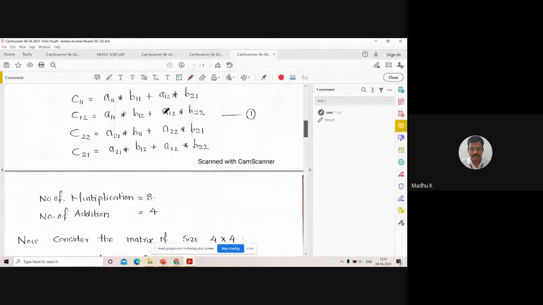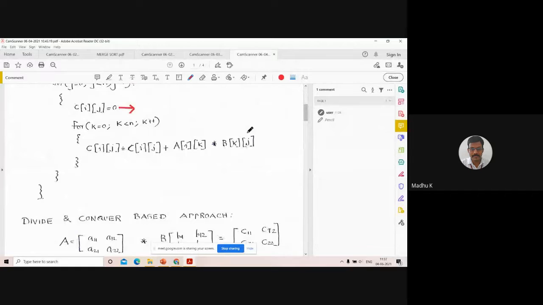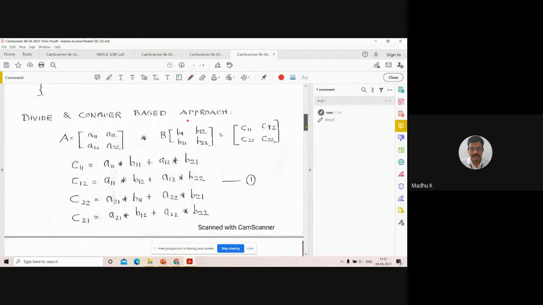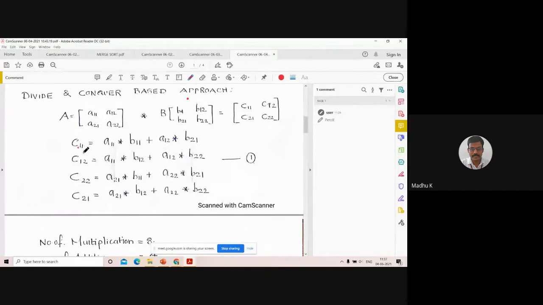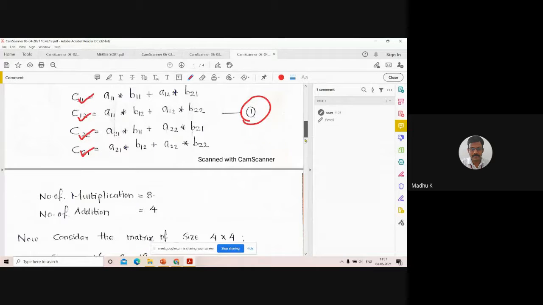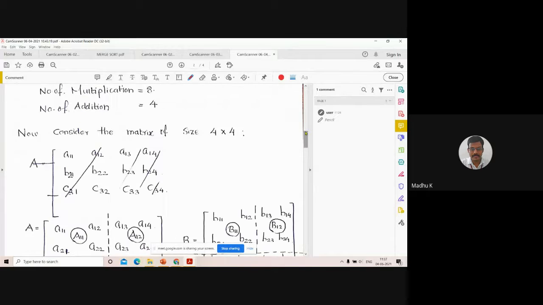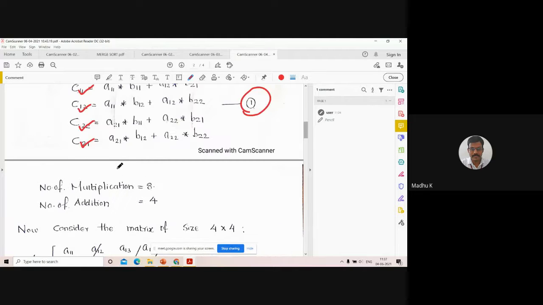Okay. So here you can calculate C. You can get C11, C12, C22, C21 in this way. So this is equation number 1. Then you can note here that the number of multiplications needed is 8 and the number of additions is 4.